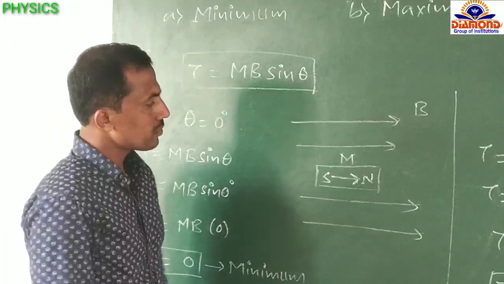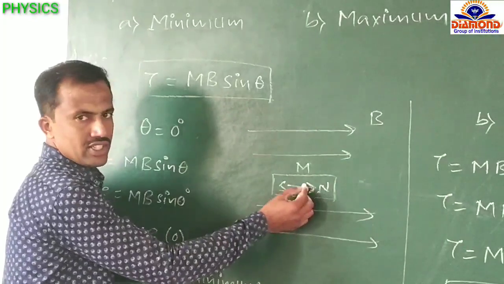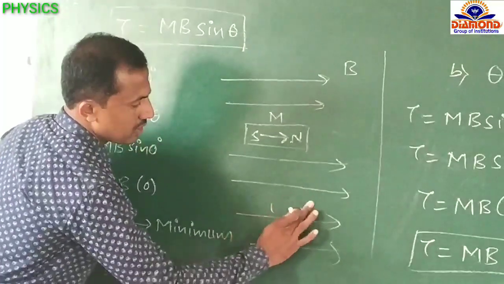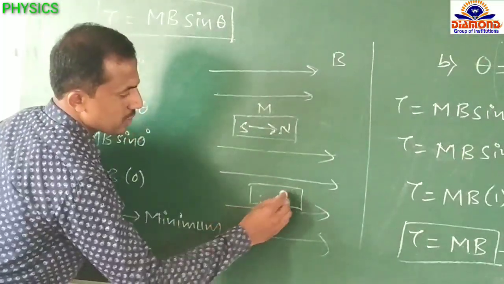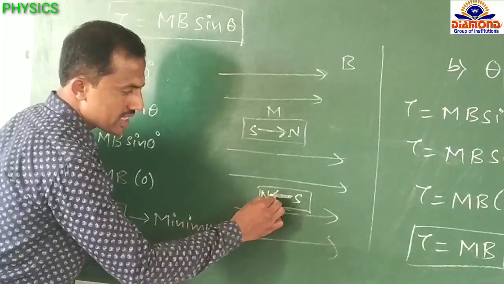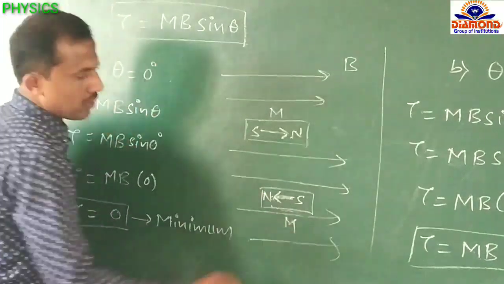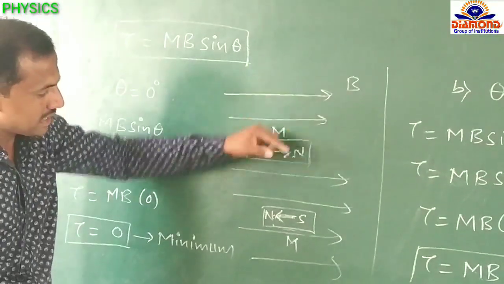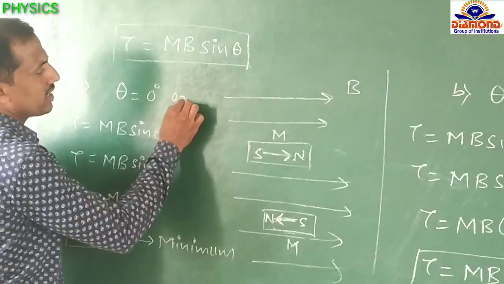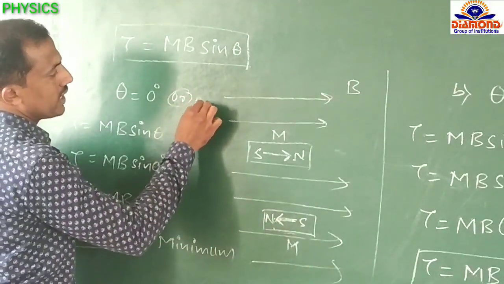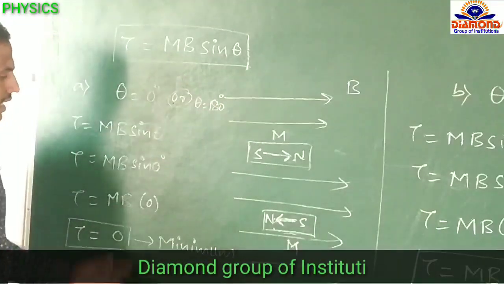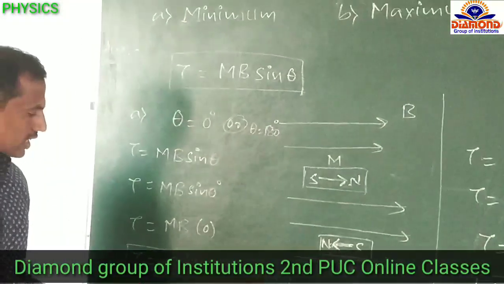Then next one, for example, this is the same direction. Again, for example, this is the magnet. This one is the south pole and this one is the north pole. If the direction of magnetic dipole moment M is in this direction, this one is parallel and this one is called anti-parallel. Anti-parallel means we can write theta equals 180 degree. If theta equals 180 degree, then also the torque is minimum.